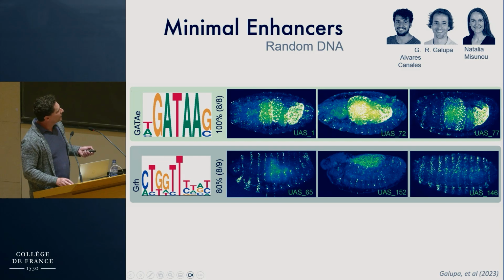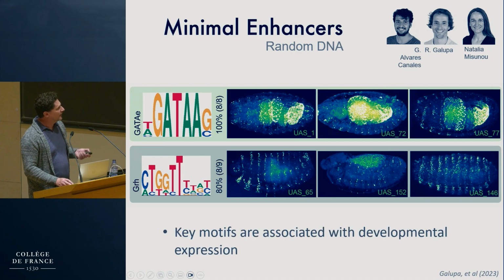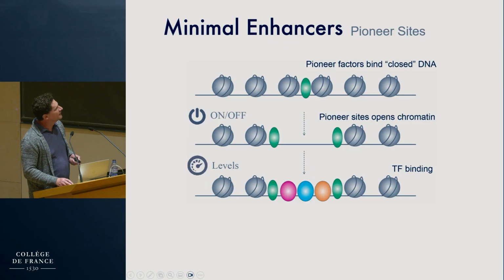And you have other examples of another classic pioneer factor known as grainy head, where most of the time, it's actually higher than 80%, that's incorrect. But most of the time, if you have this motif in your enhancer, you're going to turn on somewhere in that ectodermal tissue, right? And the reason we were interested in this is because these are, again, key motifs that are associated with developmental expression.